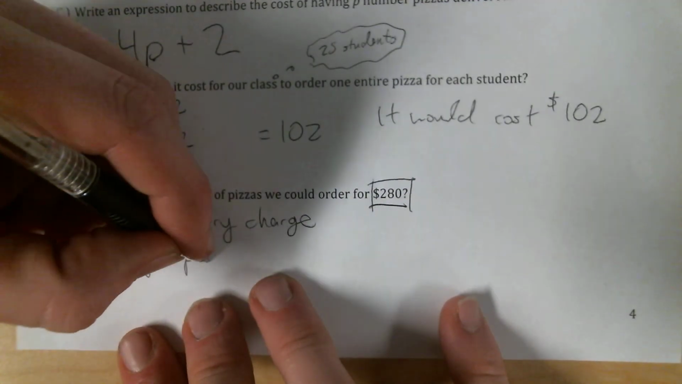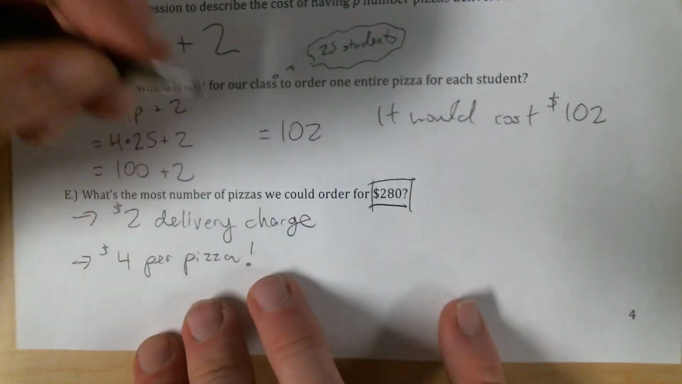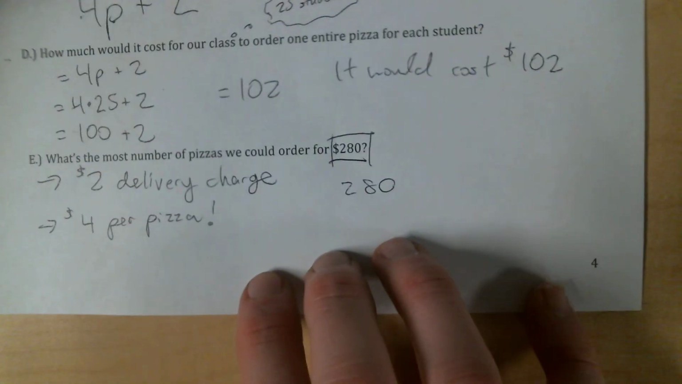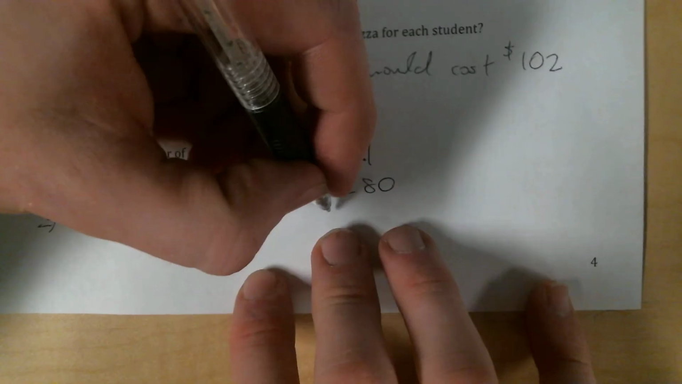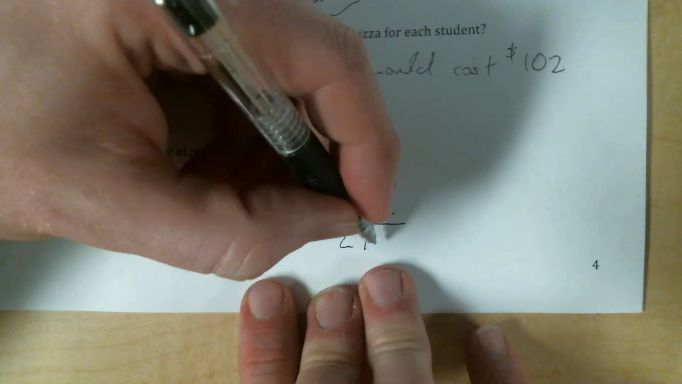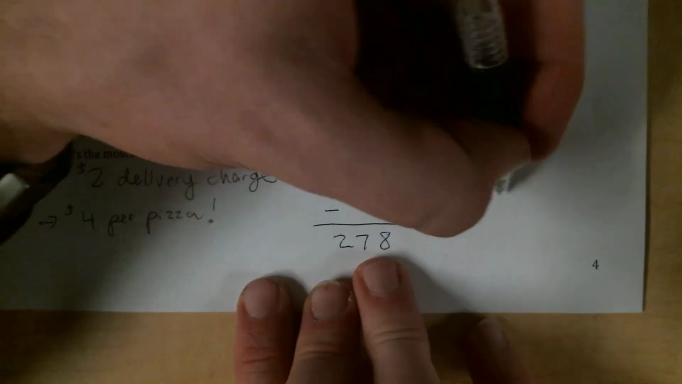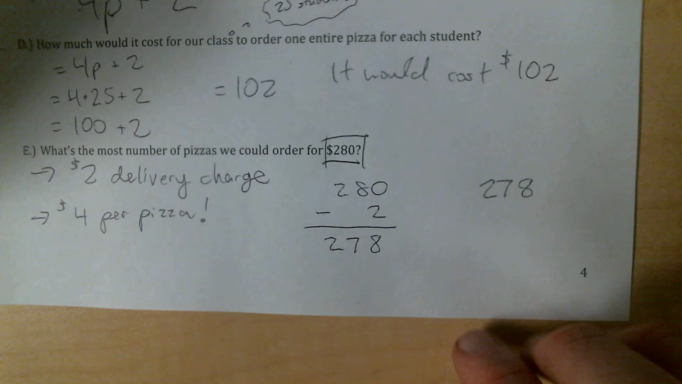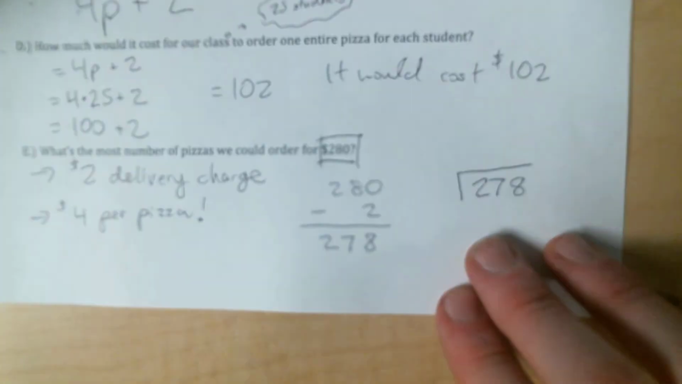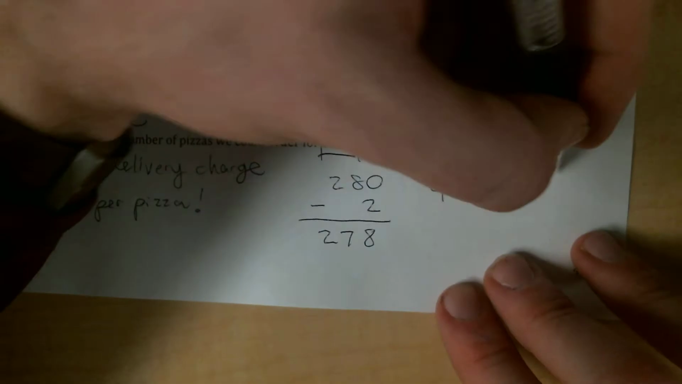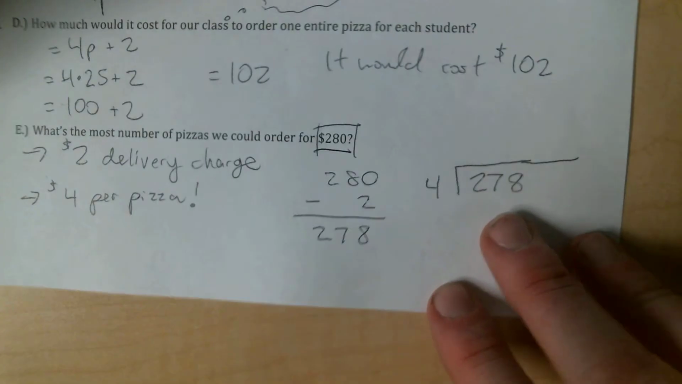But we're kind of going backwards here now. So I've got to take my $280, but I don't have exactly $280. I've got to remove $2 for my delivery charge. So it's actually going to be $278 I have to work with. So I'm going to take $278 and divide it by $4 per pizza, right? Let's see how many pizzas we can get for $278.